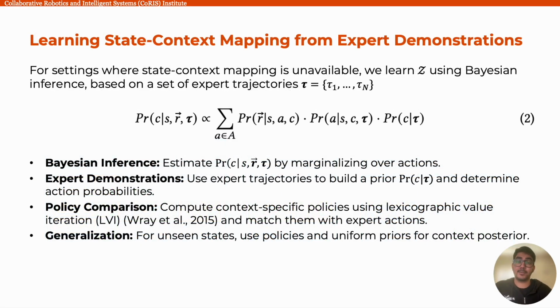For settings where state to context mapping is unavailable, we learn it using Bayesian inference on a set of trajectories provided by an expert. So the probability that C is the context for state S, we can break it down in terms of probability that can be computed from the data set that the expert provided and information from the model. And we can also generalize it to unseen states assuming a uniform prior.